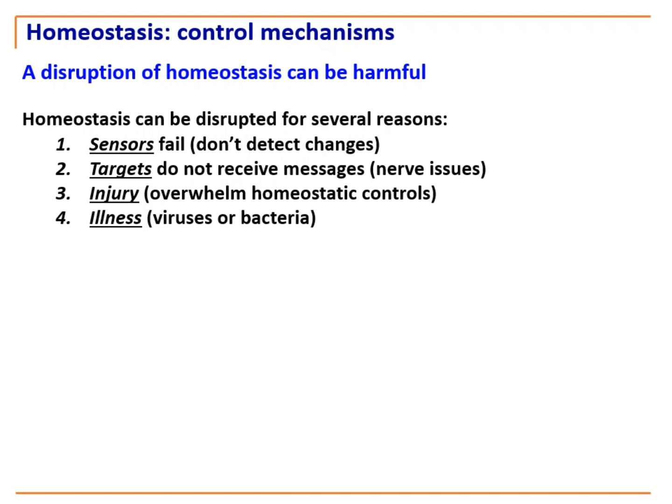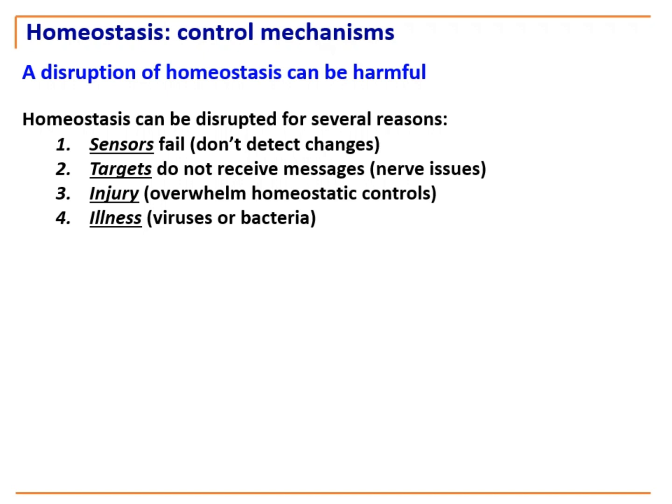You may also have targets that don't receive their messages. For example, your sensor might work, but it can't get to the tissue that needs to act on it. So for example, if you get a spinal cord injury, that can block your nerve signals from the brain to the muscles. That can prevent movement, even though the muscles themselves are absolutely fine, initially at least, until they start to atrophy.